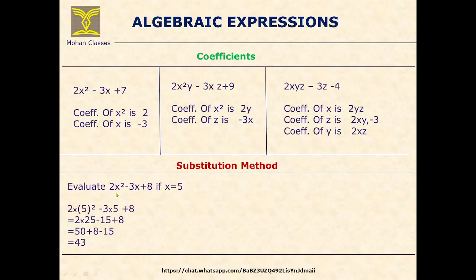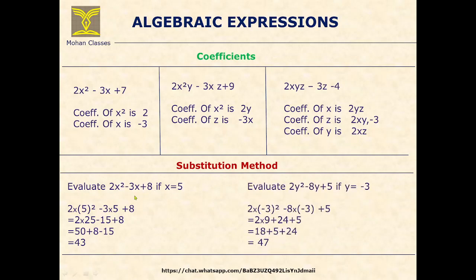So here 2x square minus 3x plus 8. The value of x has been given as 5. So if you substitute the value of x as 5 in this expression, you will get 2 into 5 square minus 3 into 5 plus 8. If you simplify it, you will get the answer of 43.